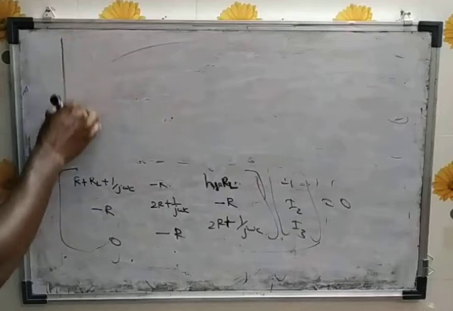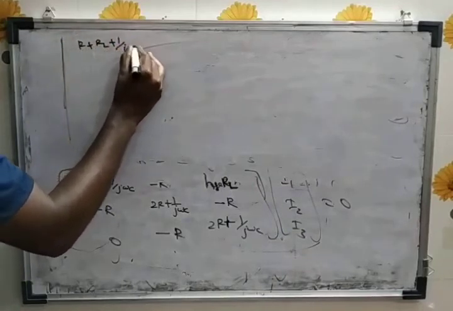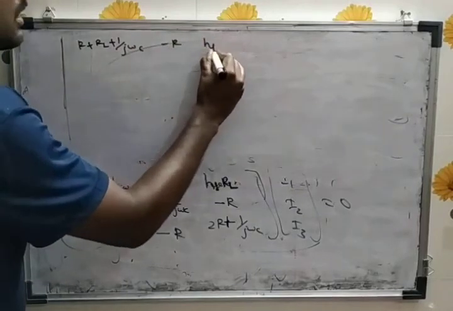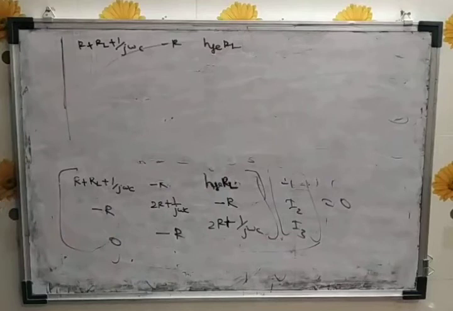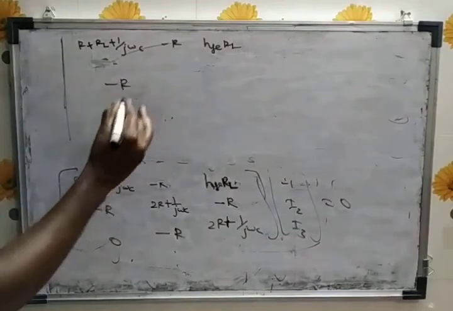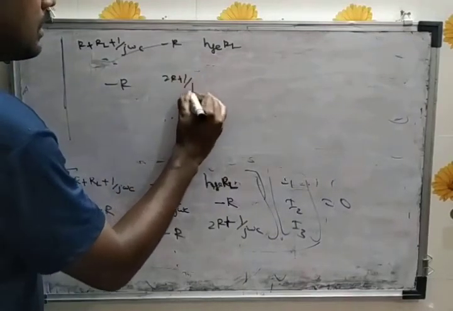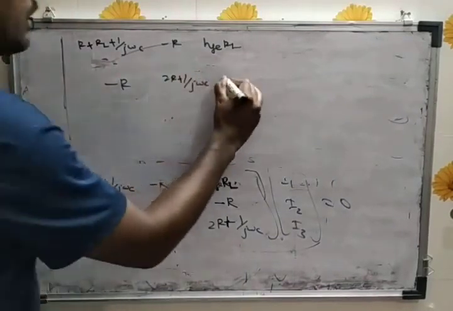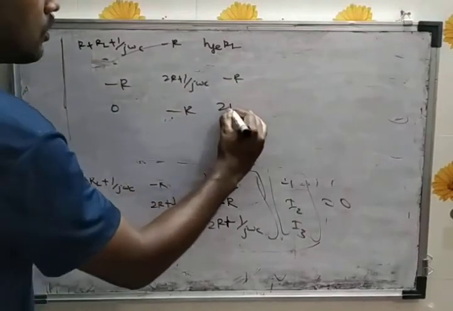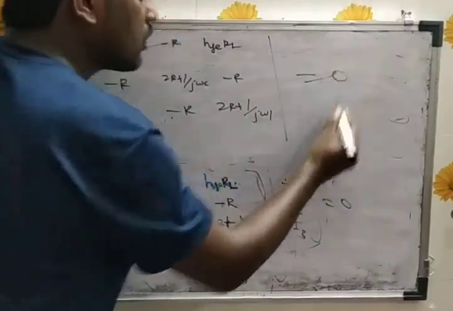R plus RL plus 1 by j omega C, minus R, HFE RL; minus R, 2R plus 1 by j omega C, minus R; 0, minus R, 2R plus 1 by j omega C, is equal to 0.